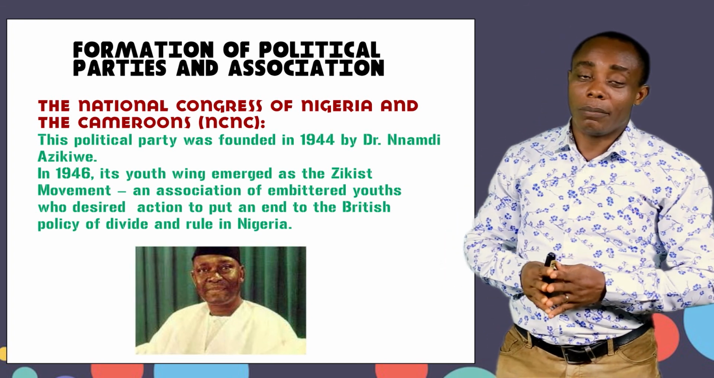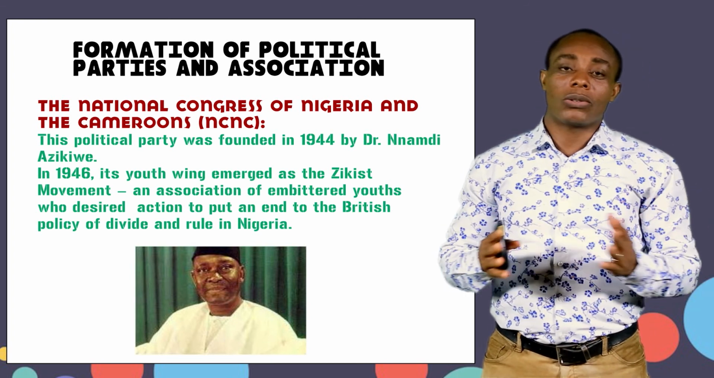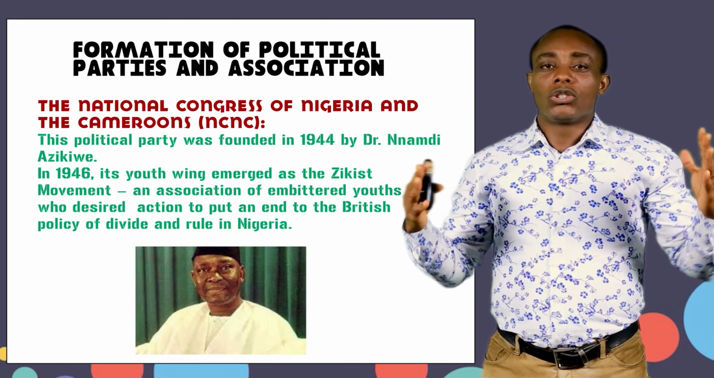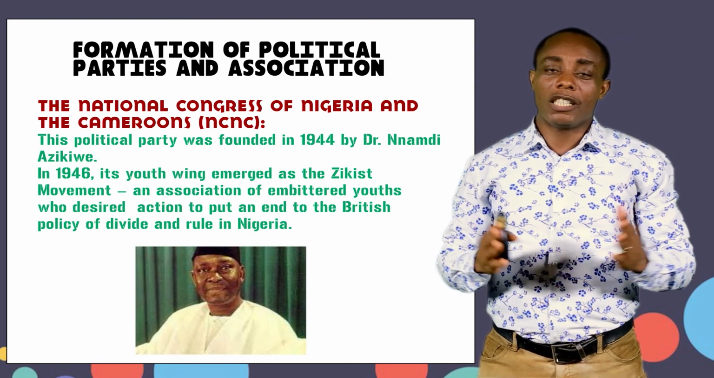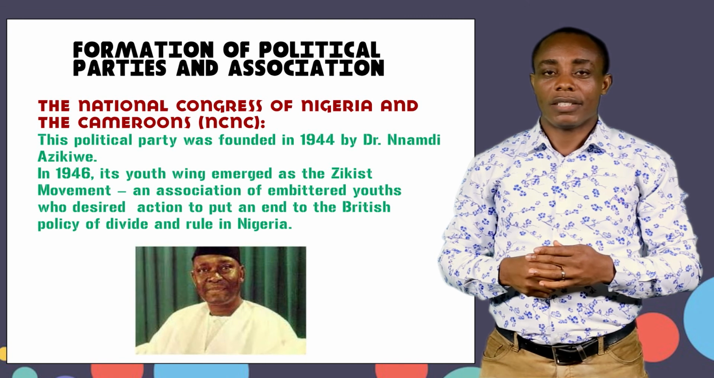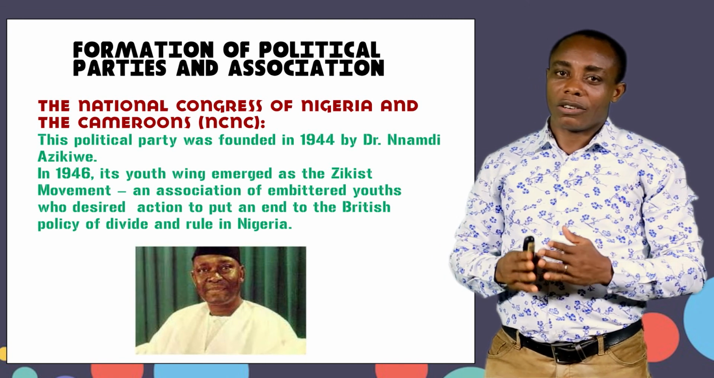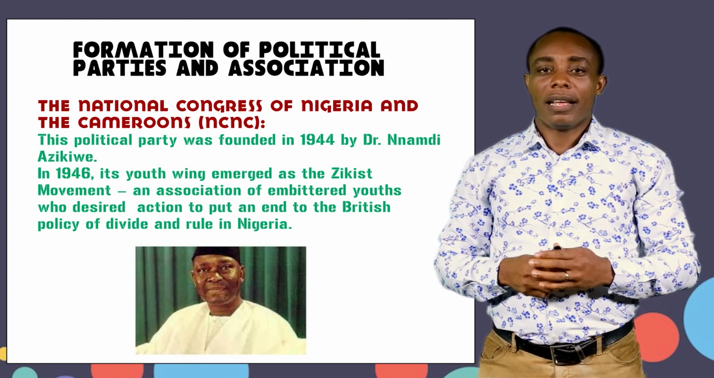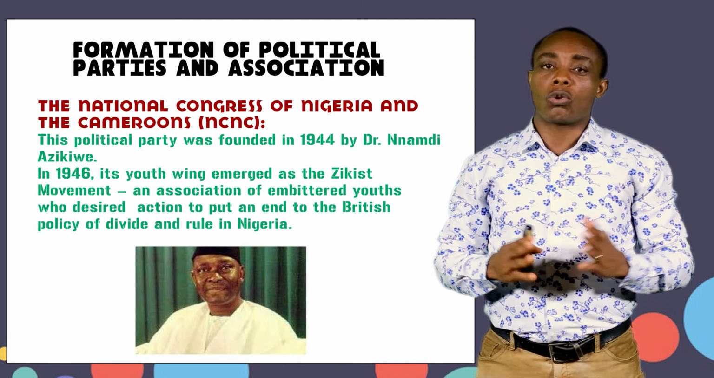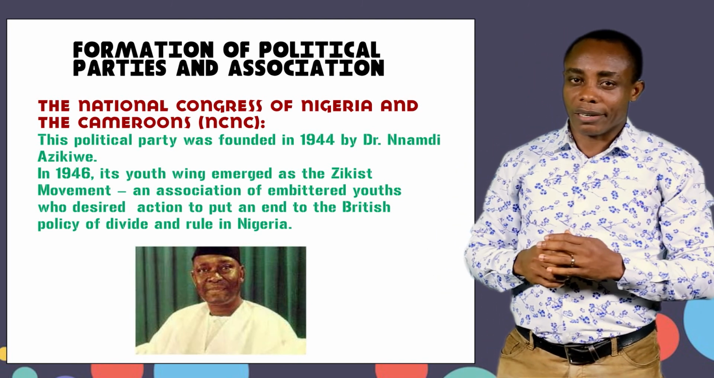Another political party that was established in Nigeria was the National Congress of Nigeria and Cameroon, NCNC. This party was established in 1944 by Dr. Nnamdi Azikiwe. Two years after the formation of this party called NCNC, its youth wing emerged, and it was called the Zikist Movement, and it desired to put an end to colonial rule in Nigeria.